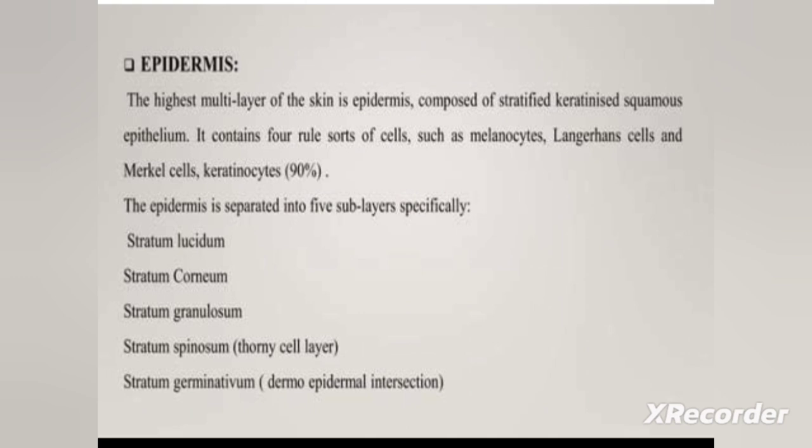First layer is epidermis. The highest multilayer of the skin is epidermis, composed of stratified keratinized squamous epithelium. It contains four types of cells such as melanocytes, Merkel cells, keratinocytes. The epidermis is separated into five sublayers specifically: first is stratum lucidum, stratum corneum, stratum granulosum, stratum spinosum, stratum germinativum.